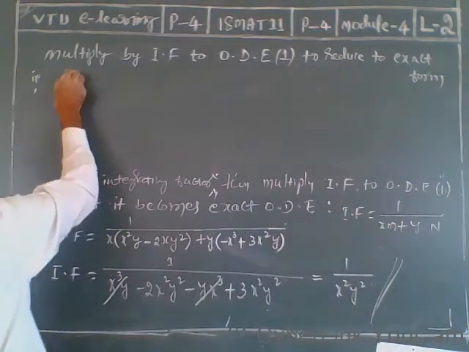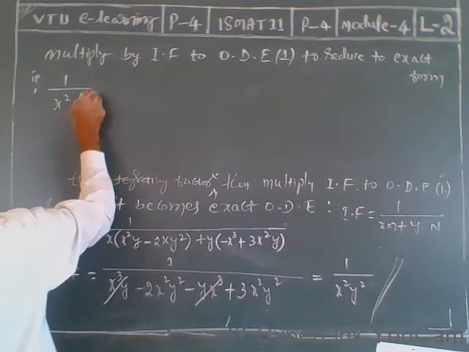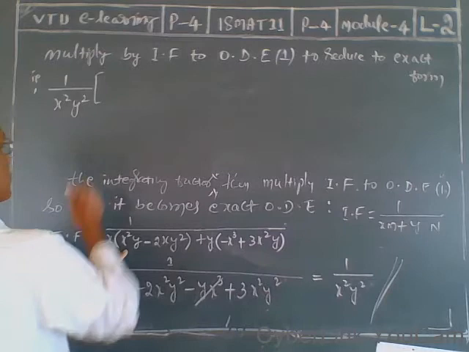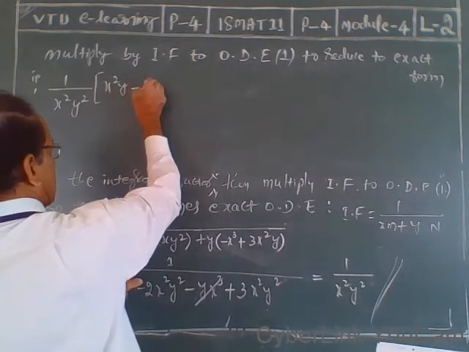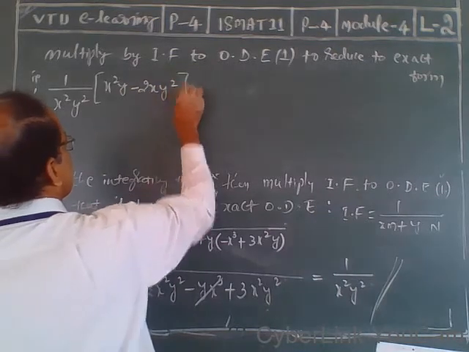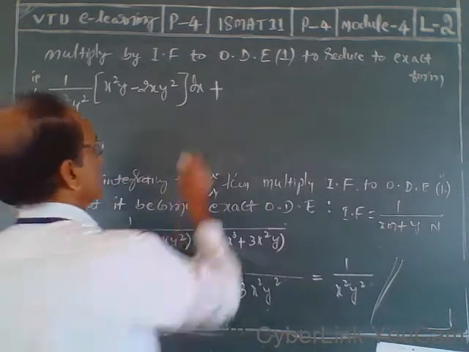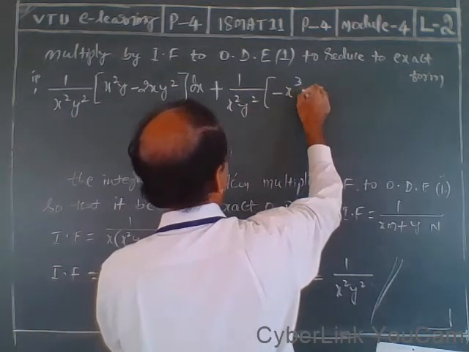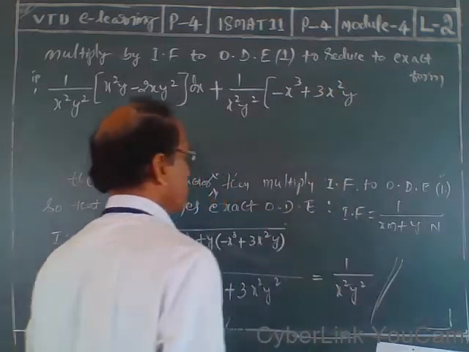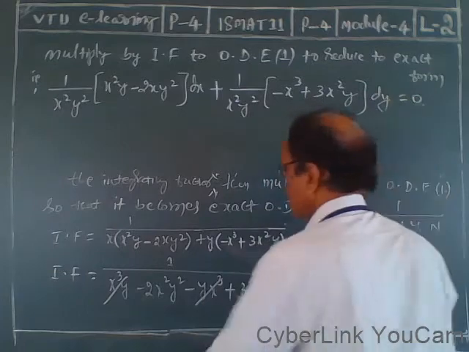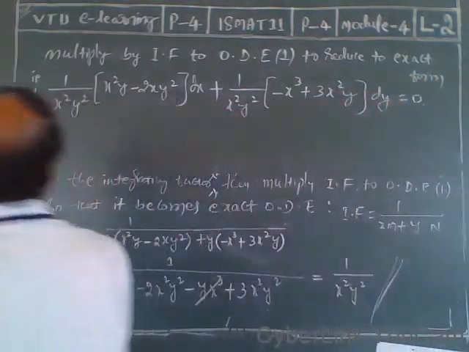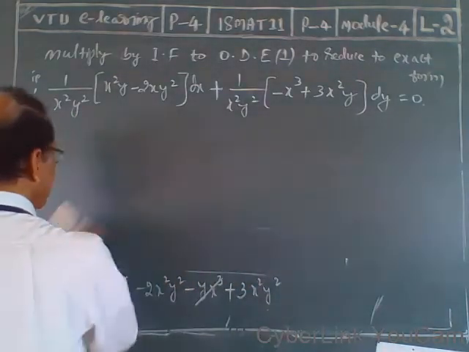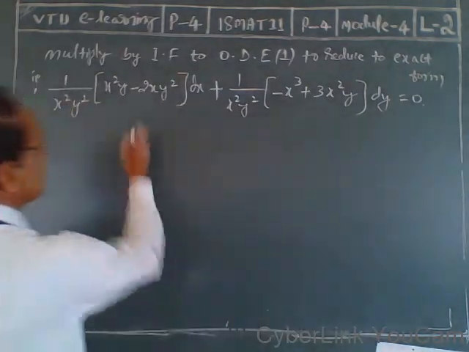that is 1 divided by x square y square, 1 divided by x square y square and multiplied by x square y and minus 2 times x into y square, it is dx, plus of 1 divided by x square y square, that should be minus x cube, and plus of 3 times x square y, and it is dy equal to 0. So this is the requirement for converting non-exact into exact differential equation. Let us verify after taking the possible simplification.